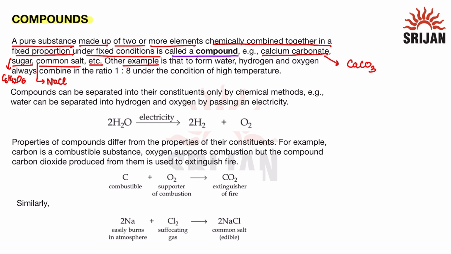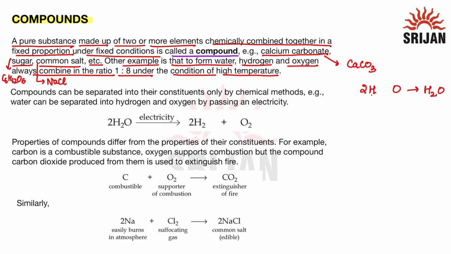Another example is that to form water, hydrogen and oxygen always combine in the ratio 1:8 under the condition of high temperature. Now let us see how water will form. Hydrogen and oxygen will always combine in the ratio of 1:8 by mass. We take two atoms of hydrogen and one atom of oxygen, and that will form water.